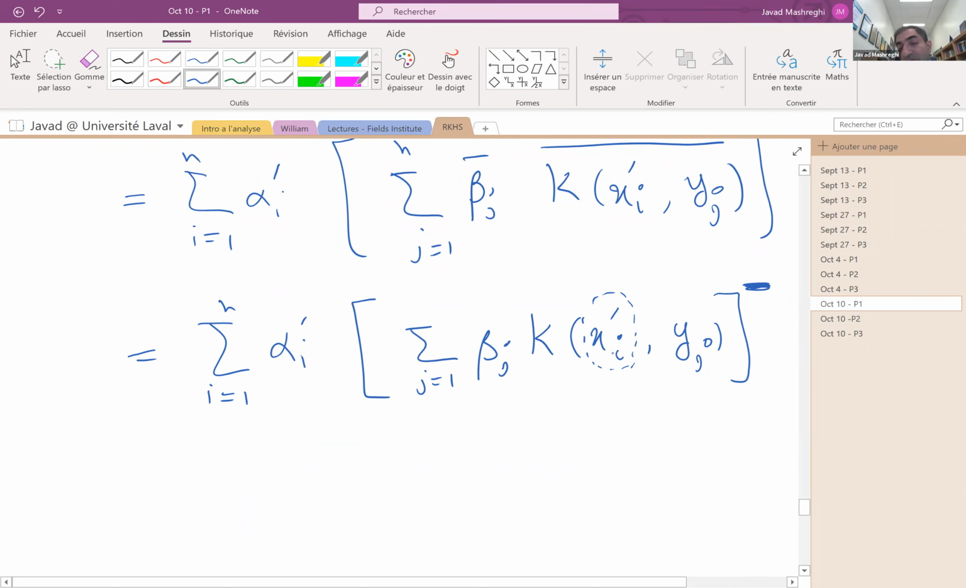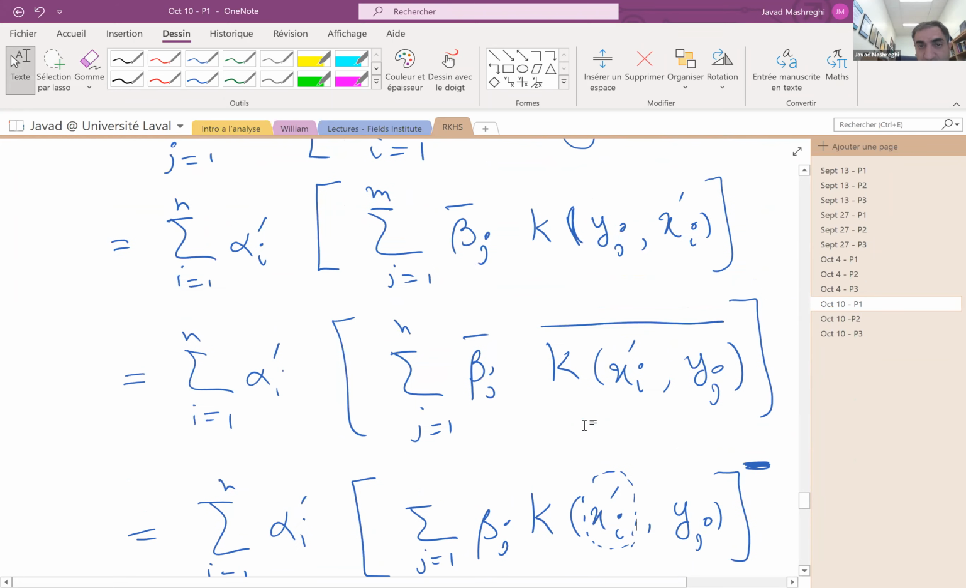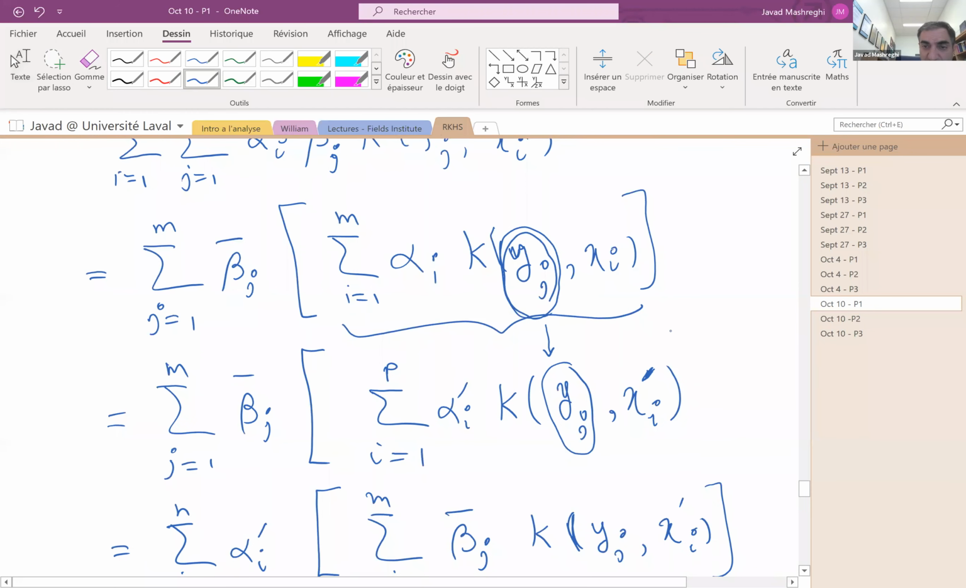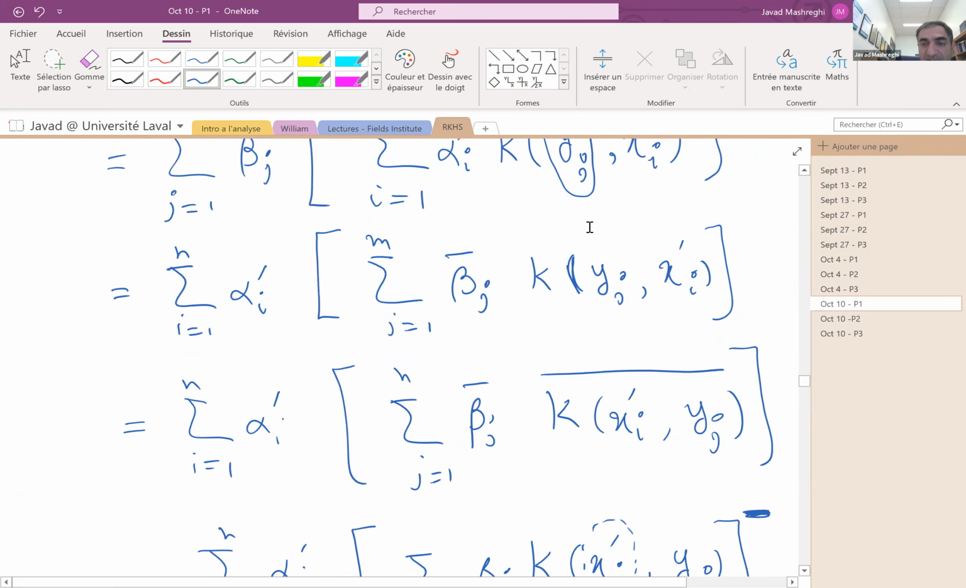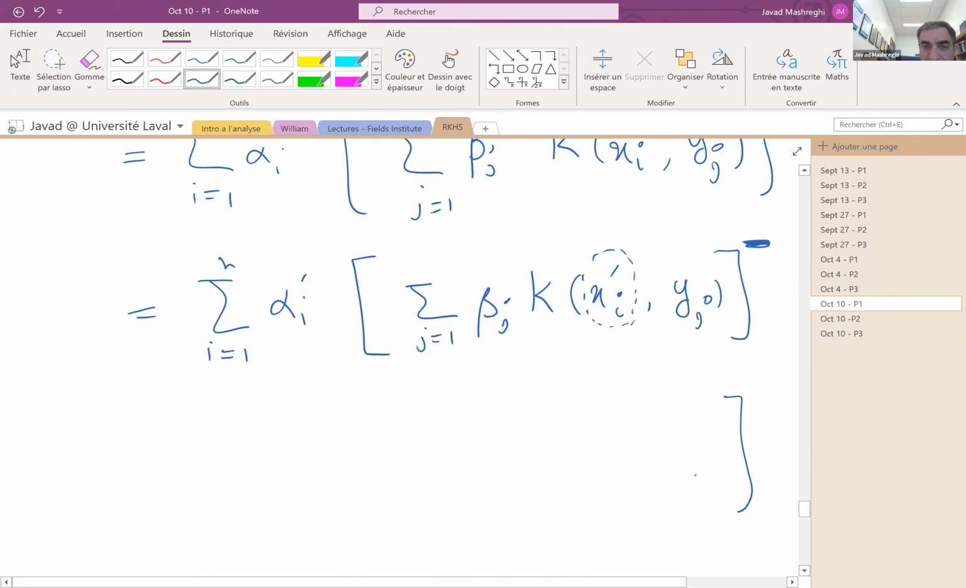So it's the evaluation of the second function g at point x_i' as this one when we did this move. When we did this move, this was the evaluation of the function f at point y_j. Just keep in mind, this is without the bar. This is the evaluation of the function g at point x_i'.